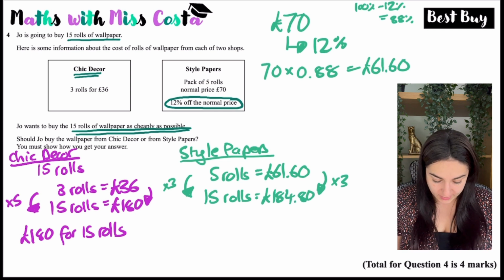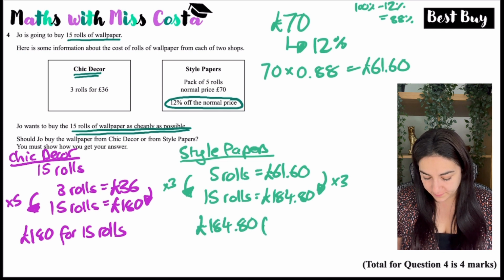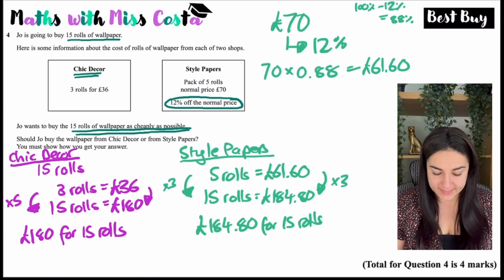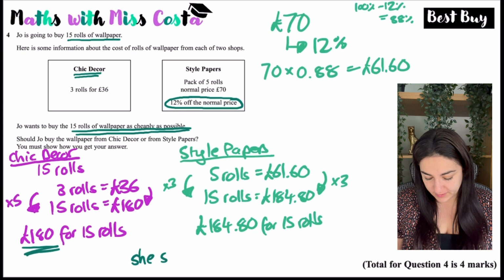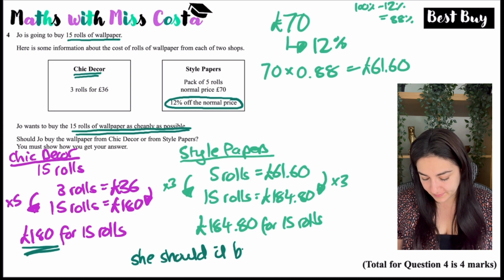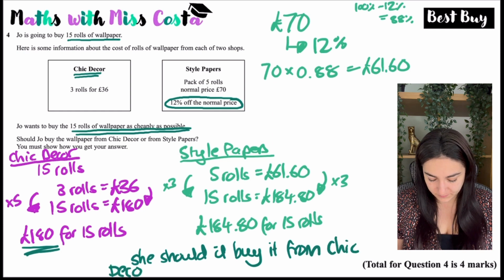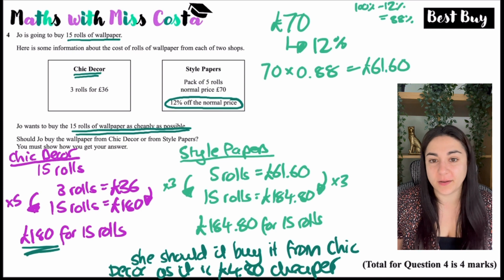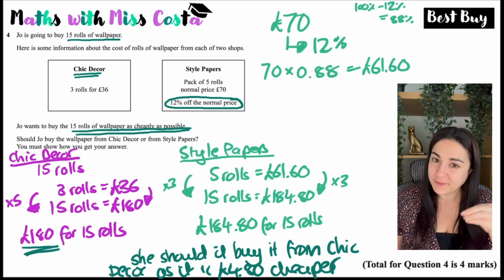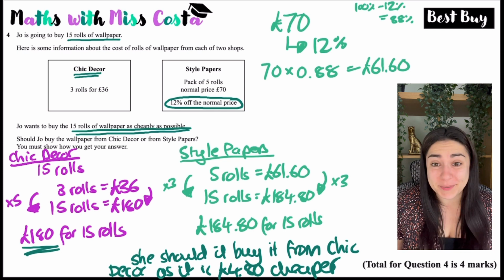Okay, so at Style Papers, it's £184.80 for 15 rolls. At Chic Decor, it is £180. So she should buy it from Chic Decor, as it is £4.80 cheaper. Okay, so whenever they ask you where they should buy it from or anything, you have to actually say where they should buy it from, and also just give a reason, because it's cheaper.